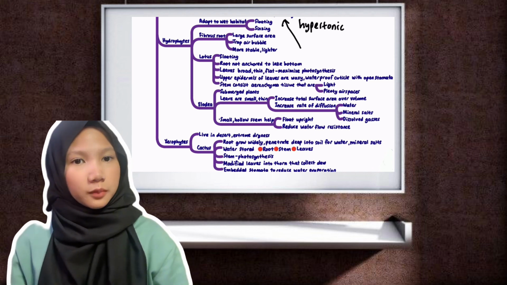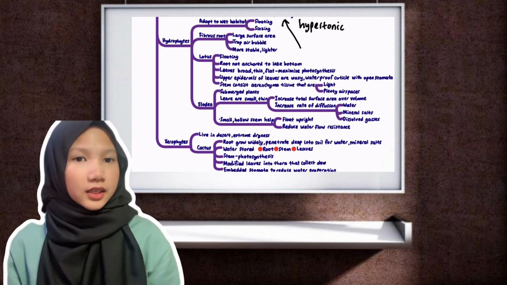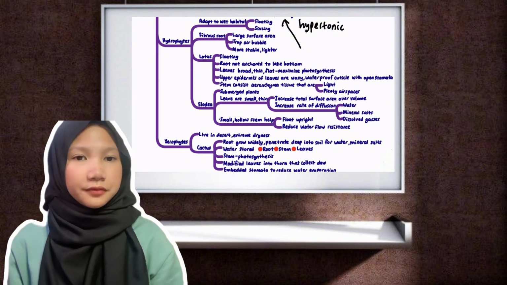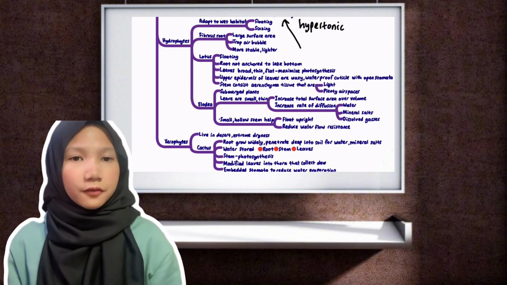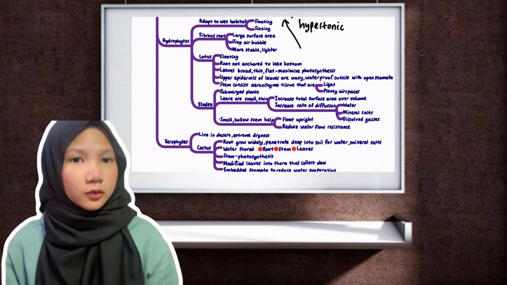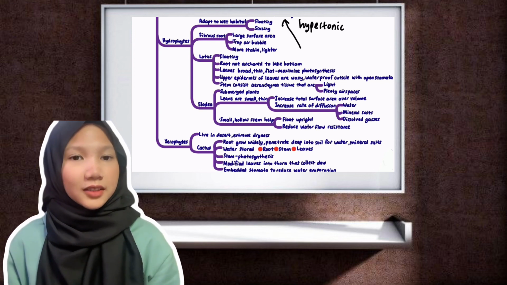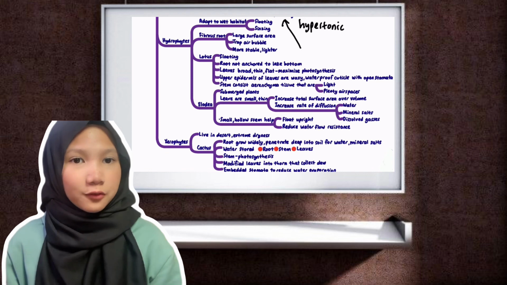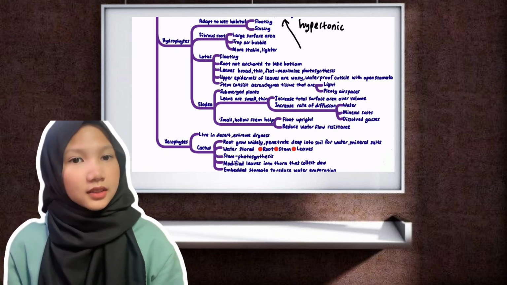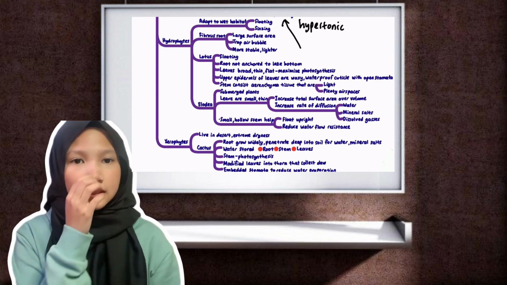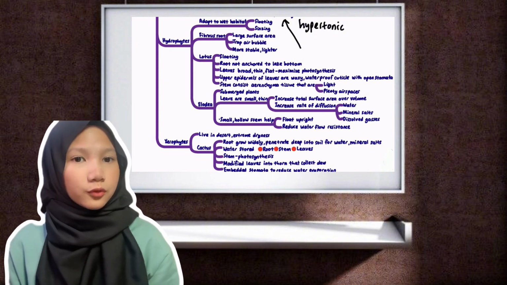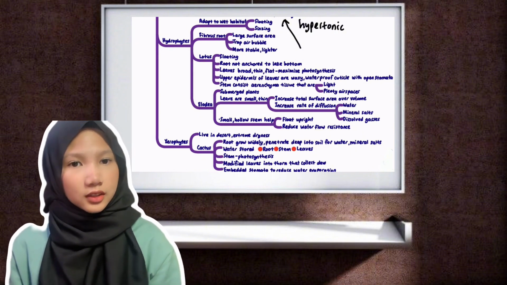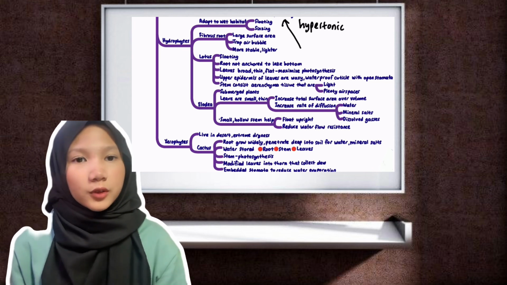So I'm going to talk about elodea. Elodea is a submerged plant. The leaf is thin and small, so it can increase the ratio of total surface over volume and increase the rate of diffusion of water, mineral salt and dissolved gases. The stem is hollow and small, so it can help to float upright and reduce water flow resistance.